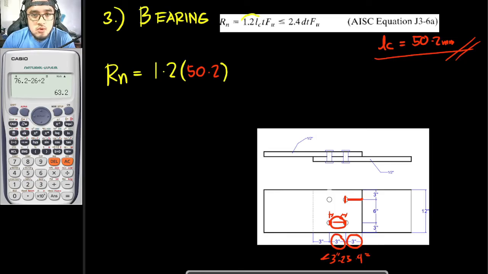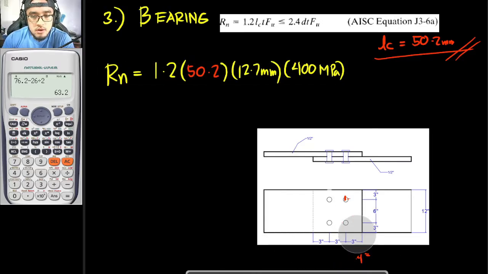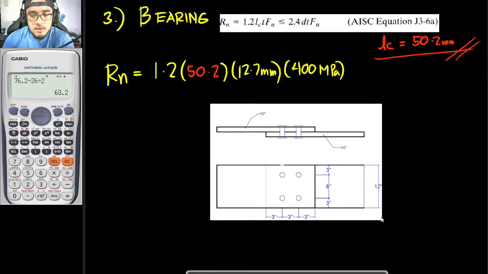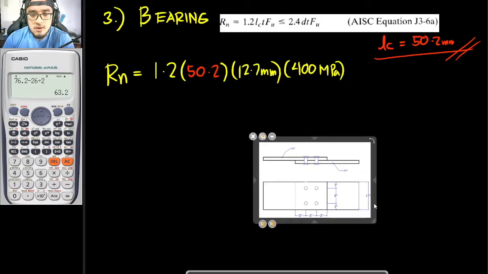So 1.2 times Lc, tas meron pa tayong t dito. So your t is to be the thickness of your plate. So the thickness of your plate is to be equal to 1/2 inch or 12.7 mm. So times 12.7 mm. Then times Fu, so 400 MPa. So there. So moving this one right here at the bottom part, I need space.